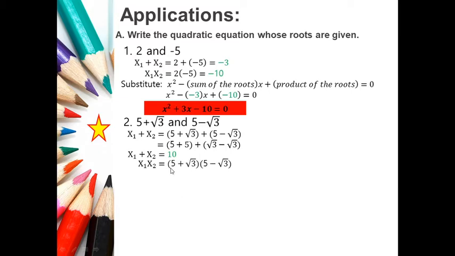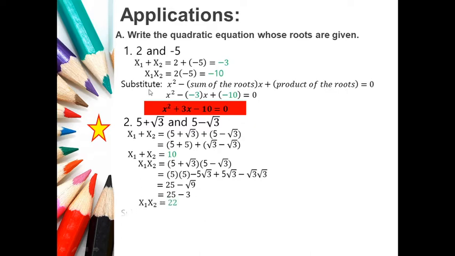Okay, for the product we have 5 plus the square root of 3 times 5 minus the square root of 3. So we can do the FOIL method. We multiply the first terms, then the outer term, then the inner term, then the last terms. Okay, so 5 times 5 is 25. 5 times negative square root of 3 is negative 5 square root of 3. Then square root of 3 times 5 is 5 square root of 3. Then square root of 3 times negative square root of 3 is negative square root of 9. So, kung napapansin ninyo, ito, na-cancel out na. Cancelled out na yan because it is already equal to 0. So you have 25 minus the square root of 9. And the square root of 9 is actually 3. So we have 25 minus 3. So our product is 22.